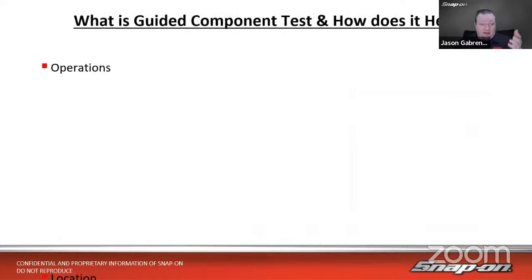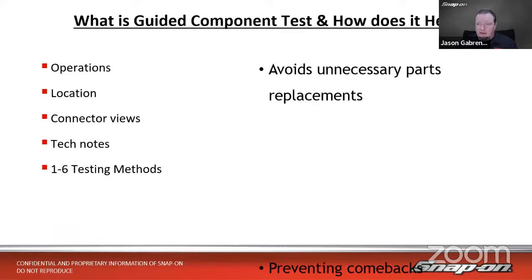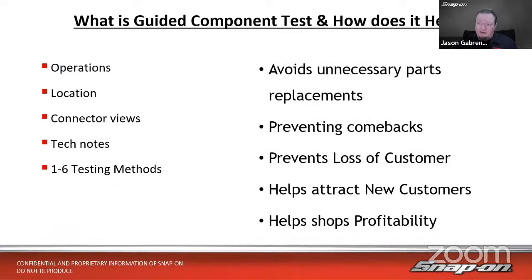So what is guided component testing? Kind of as a refresher, if you've seen our other videos on this topic before, and if you haven't, then here's your first intro. It is a database, and it's been around since 1992. It goes back to 1981 vehicles, and there are over 5 million different tests inside this part of the tool. It gives us operation, location, connector views, any tech notes, and anywhere between 1 and 6 different testing methods to test the component that we're looking up. It also sets it up for you. It sets the voltage up, sets the time up, and sets the trigger up.